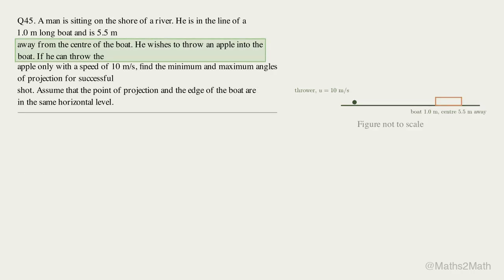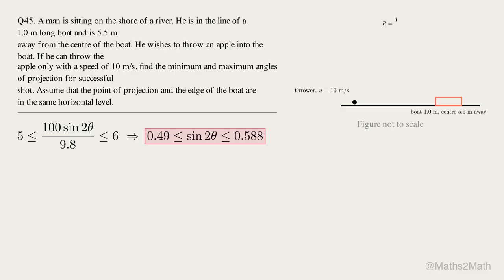Question 45. A man 5.5 meters from the center of a 1 meter boat throws an apple at exactly 10 meters per second. Find the minimum and maximum projection angles that land it in the boat. What does this mean? The apple must land between 5 and 6 meters. Pin the range formula between those bounds. The boat spans 5 to 6 meters away.